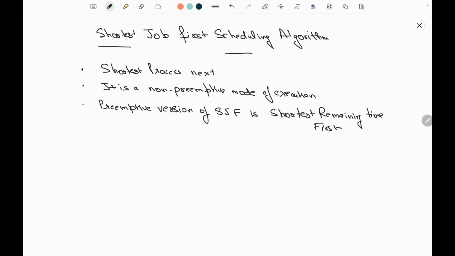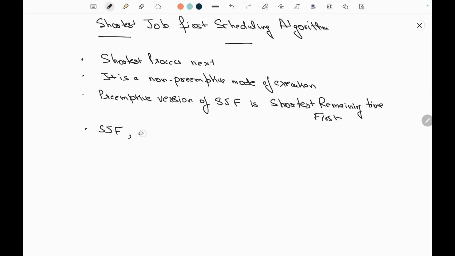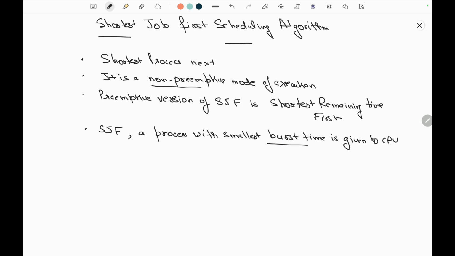Okay. And in this shortest job first, the process with the smallest burst time is allotted to CPU, is given to CPU for execution. So that means the mode is basically non-preemptive one, and the factor that assigns the jobs to the CPU is the burst time. Okay.